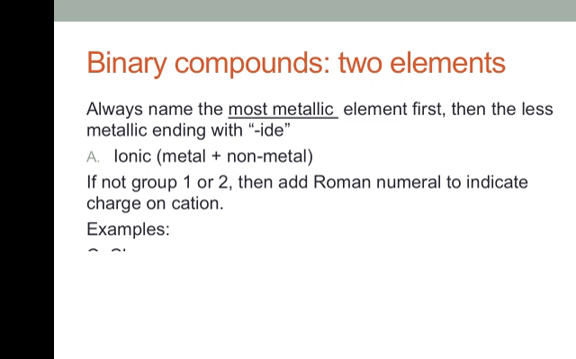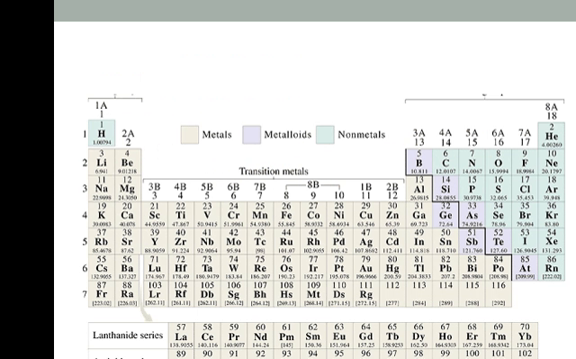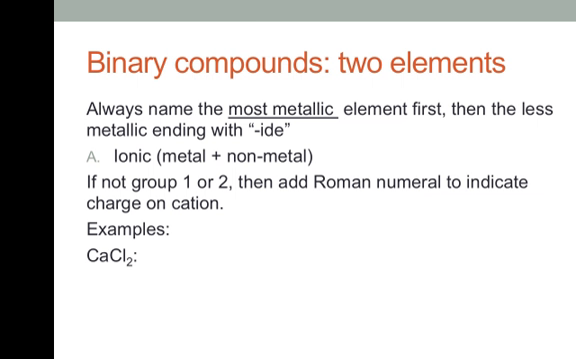So let's try some examples. Here we see calcium and chlorine. So what's the metal, what's the nonmetal? Well, calcium's over here, that's the metal. Chlorine's over here, that's the nonmetal. So we're going to name calcium first and then chlorine. Calcium is in the second column, the second group, so it's always +2, so we don't need to specify that. That's just implied by its location on the periodic table. So then this will just be called calcium, no Roman numeral, chloride.